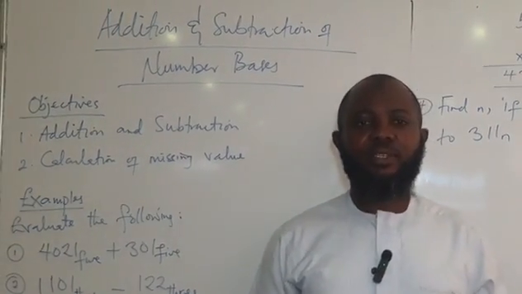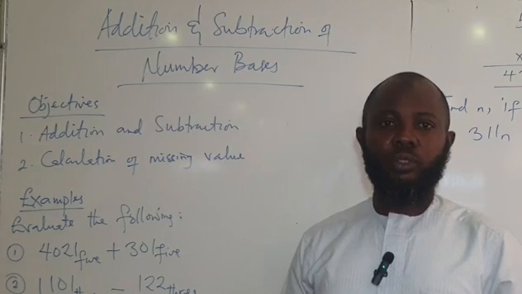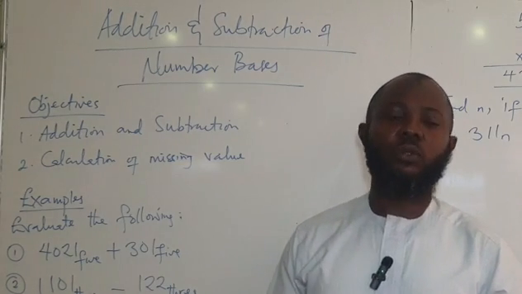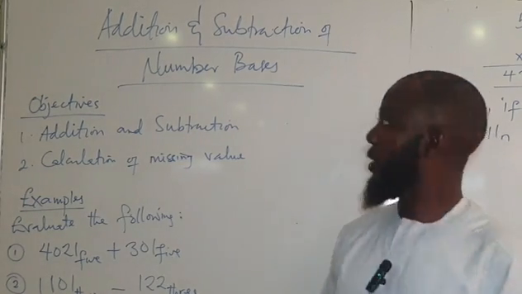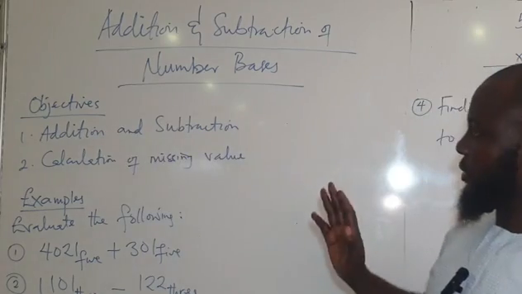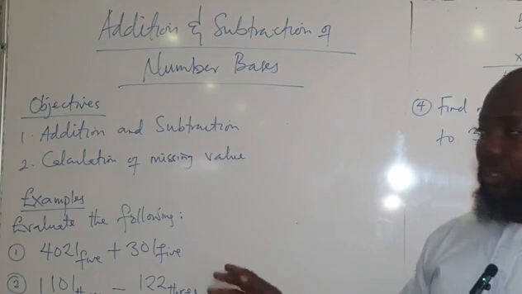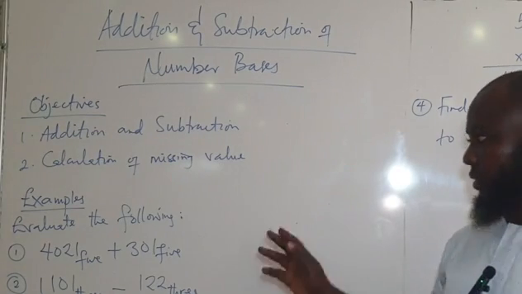So in this class, we'll be looking at a continuation of where we started on number bases. We want to look at addition and subtraction of number bases, and that's what we have here. So the objectives: we want to look at addition and subtraction, then how to calculate missing values in addition and subtraction. So that's what we want to look at.